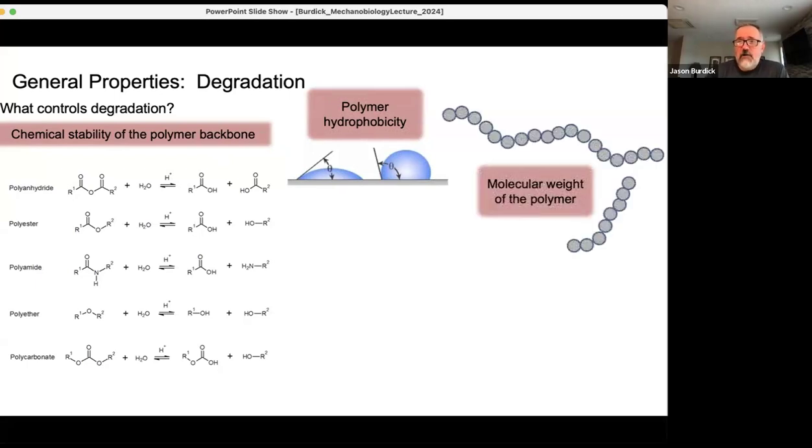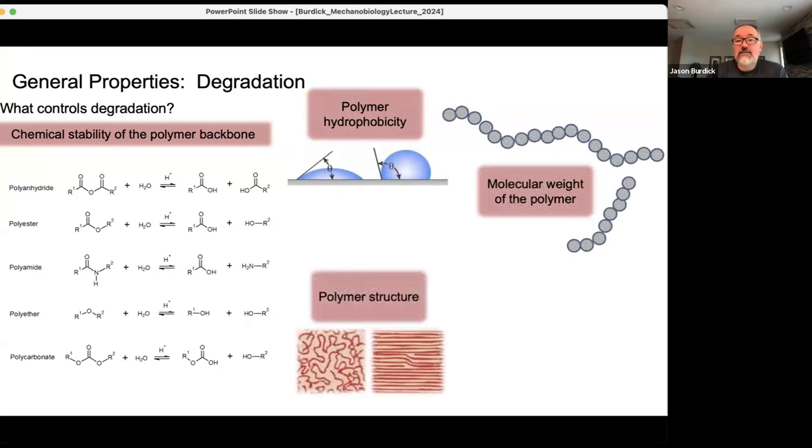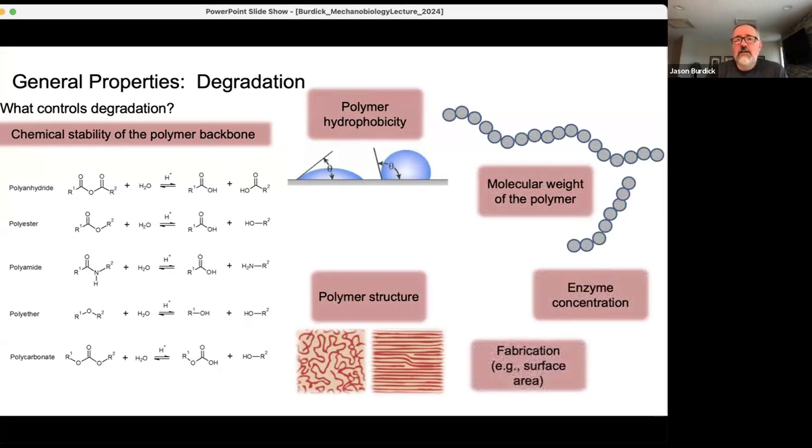Things like the molecular weight of the polymer defines how many bonds you have to break till it solubilizes. Things like the polymer structure. So if it's highly crystalline, getting things like water and enzymes into that material is harder. Things like the enzyme concentration, if it's an enzymatically degradable material. And then surface area. So something that's really porous is going to degrade faster than something that's just a big, massive block of that same material because you can't get the water or the enzymes as easily into it.